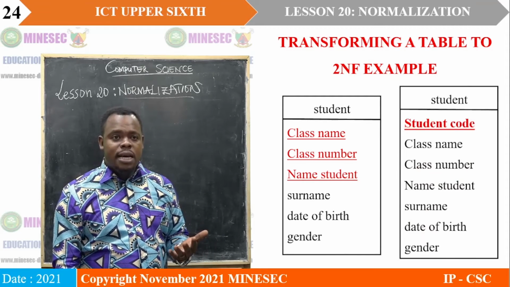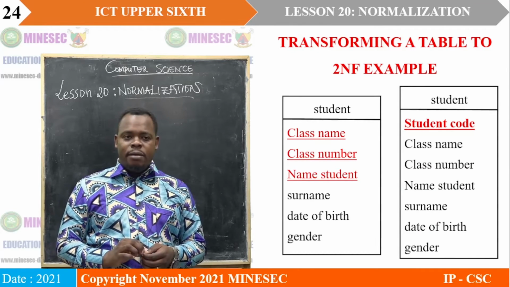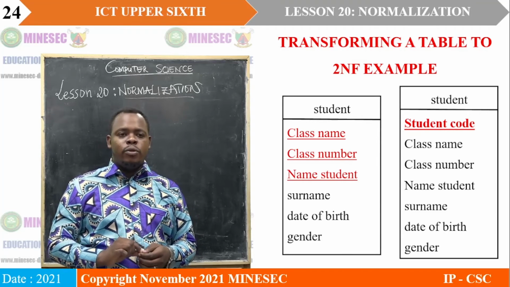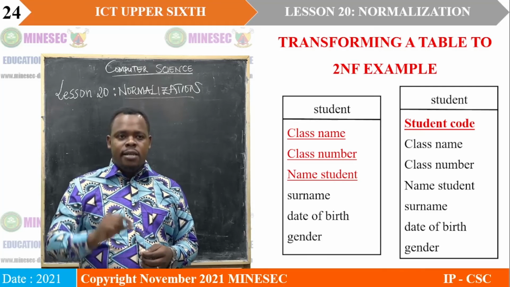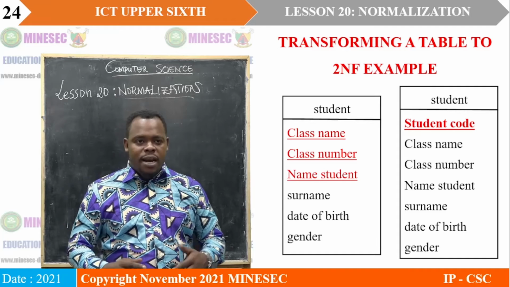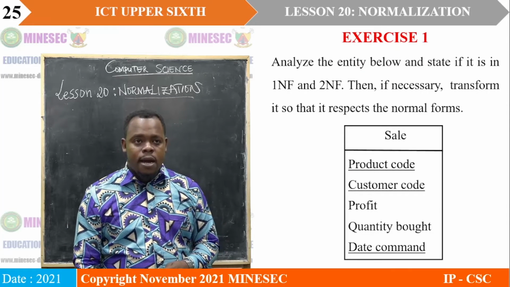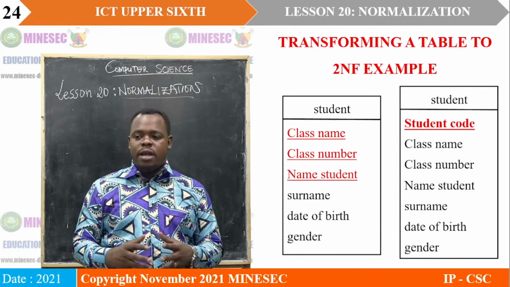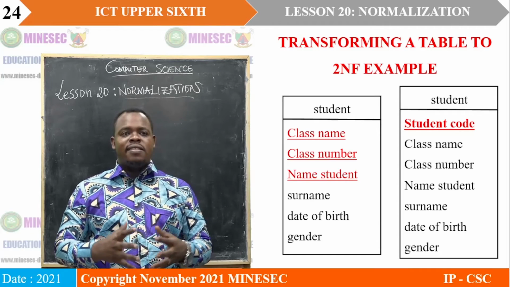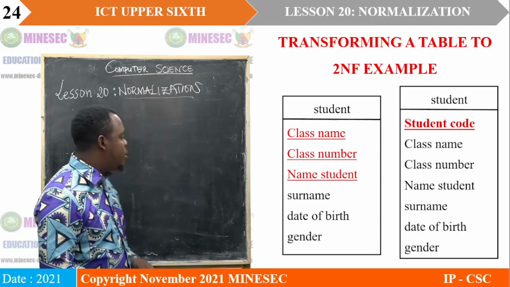When you have done that, you can now add another field called student code that will enable you to uniquely identify the student. So you create a primary key field and you remove class name and class number as composite keys. When you have done that, you will realize that you have been able to express your table in second normal form.